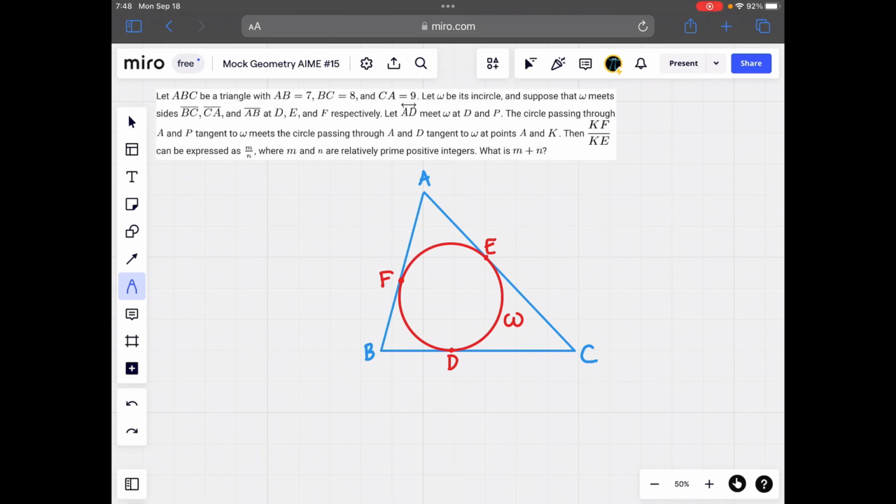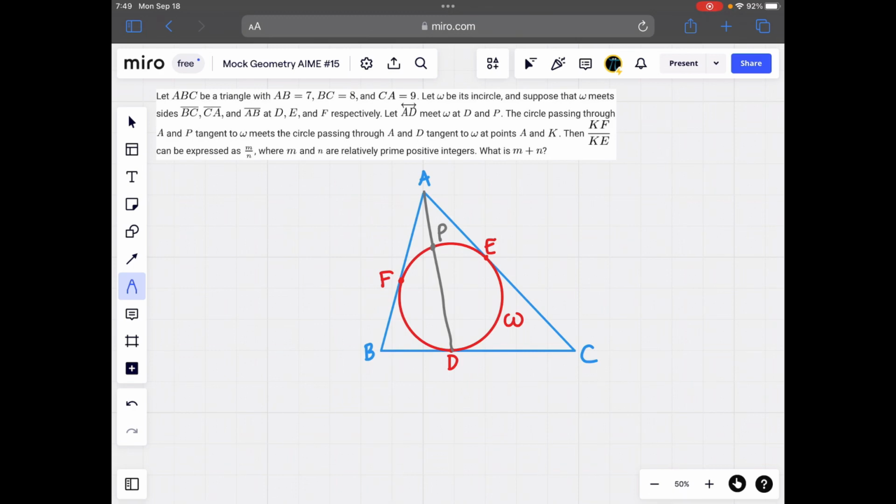This is triangle ABC, which has side lengths 7, 8, and 9, and incircle omega, which intersects sides BC, CA, and AB at D, E, and F respectively. Then we're going to draw in line segment AD. And that line segment would have met omega earlier at P.